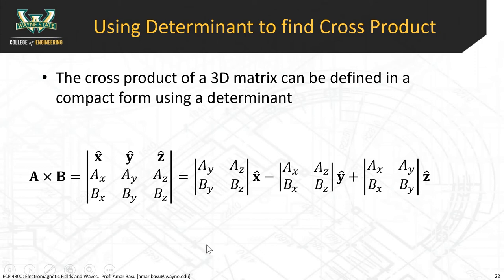So again, what we do is we take x hat and multiply by this matrix here. That's how you get your first component, and this one has a positive sign associated with it. You do the second one with the y hat vector. This one has a negative sign associated with it. And then you do the third one with the z hat vector, and that has the positive sign associated with it. Okay. All right. So this is how you figure out the cross product.